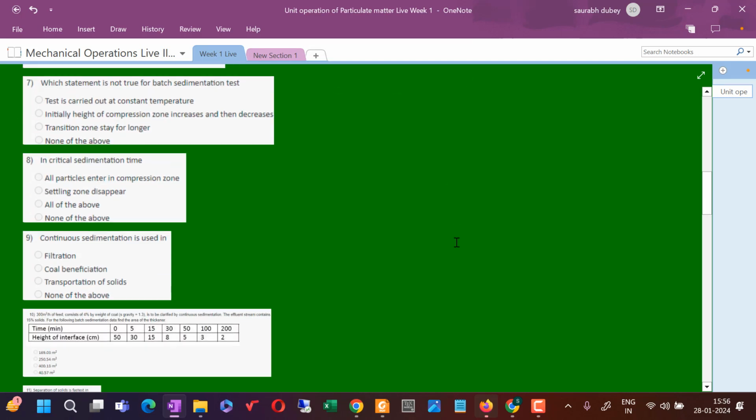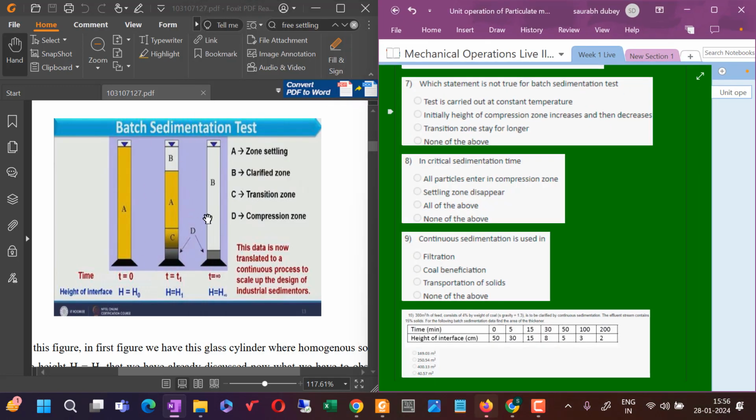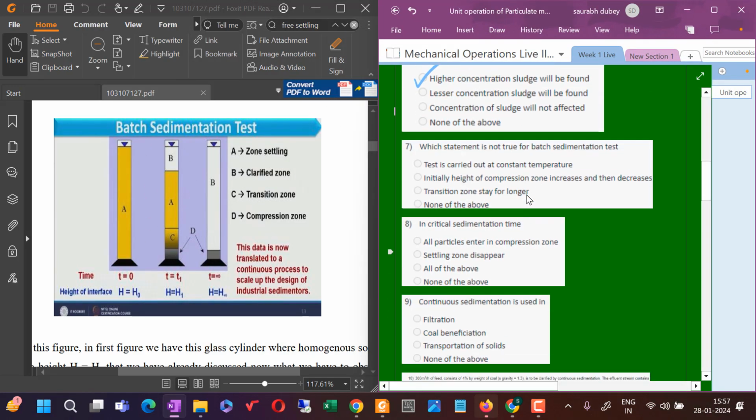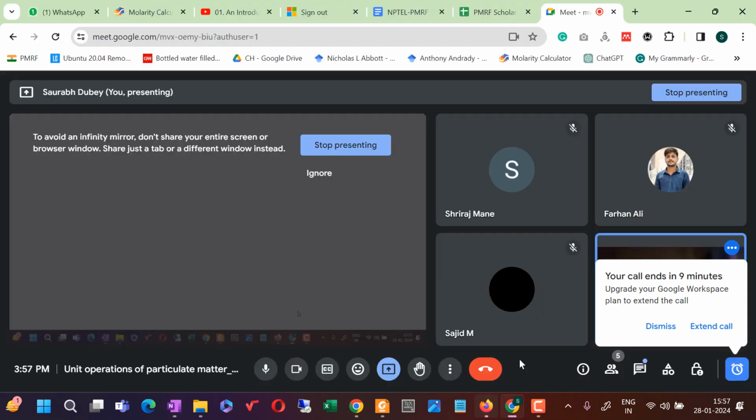So which of the following is not true for the batch sedimentation test? The test is carried out at a constant temperature. Initially the height of the compression zone increases and then decreases. The transition zone stays for a longer duration. Or none of the above. So this is the situation here. You just attempt this.